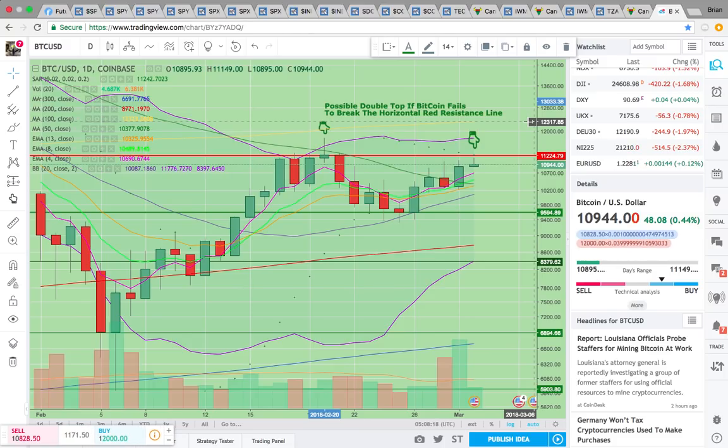Now, if it hits that level and fails to close above, the close is the key. You can see here how it got above with the upper wick and then pulled back, so this is big resistance. If it can close above, that's going to be our clue. Yeah, it's ready to head higher.